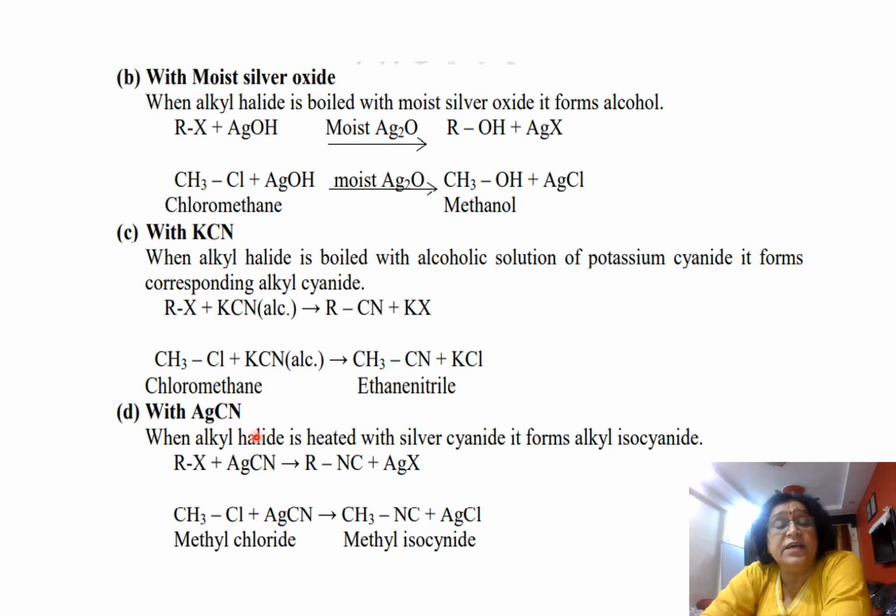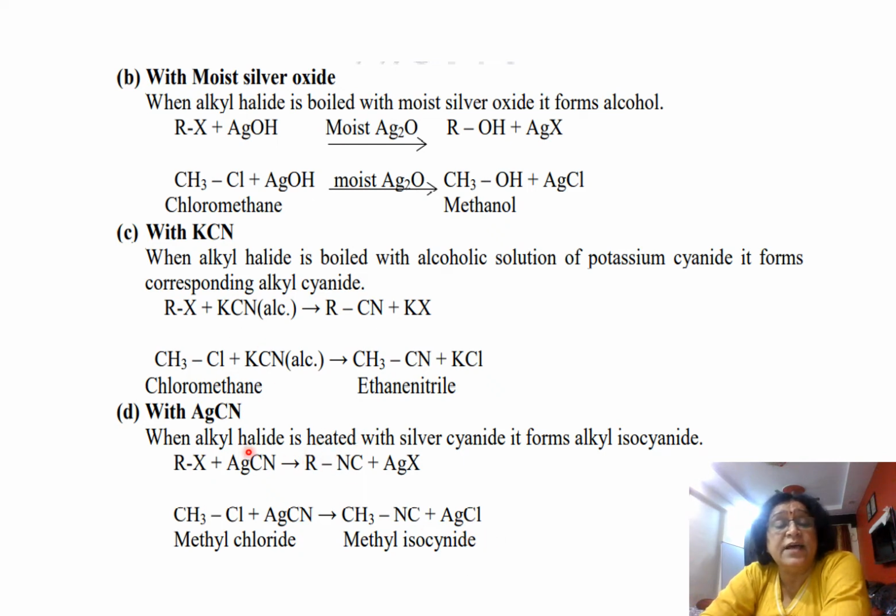Then with AgCN, when alkyl halide is reacted with silver cyanide, it forms alkyl isocyanide. So alkyl halide plus AgCN forms alkyl isocyanide plus silver halide. So instead of alkyl halide, if we take an example of methyl chloride reacted with AgCN, silver cyanide, you get methyl isocyanide plus AgCl. Here also you have to heat.